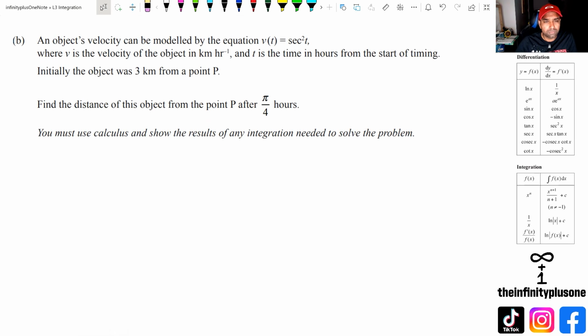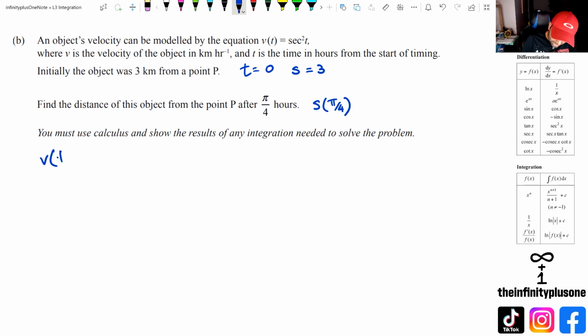Moving on to question 1b, we've actually got a kinematics question as an achieved. Alright, so looking at this, we've got initially the object was 3 kilometers from a point P. So that's basically saying that when t is equal to 0, the displacement s is equal to 3. And the question's asking from point P after pi over 4. So basically we're looking for s of pi over 4, or I guess you can always call it d as well, because it is distance.